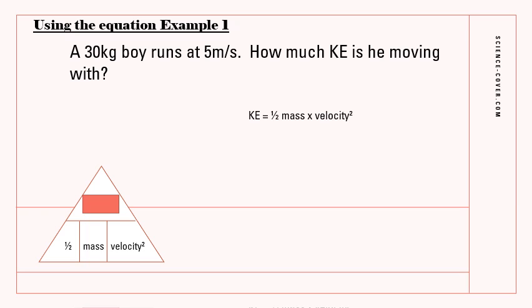If we now replace the words in the equation with the numbers that were given, we get half times 30 kilograms times 5 squared. So that will equal 375 joules of energy.